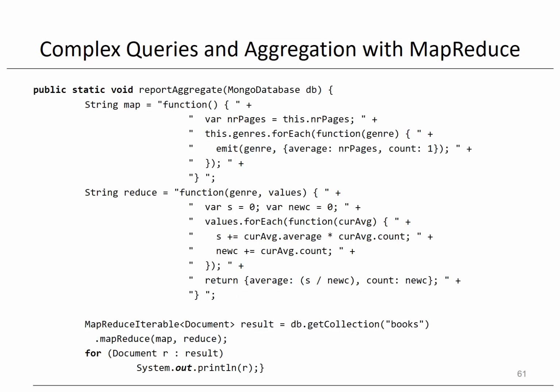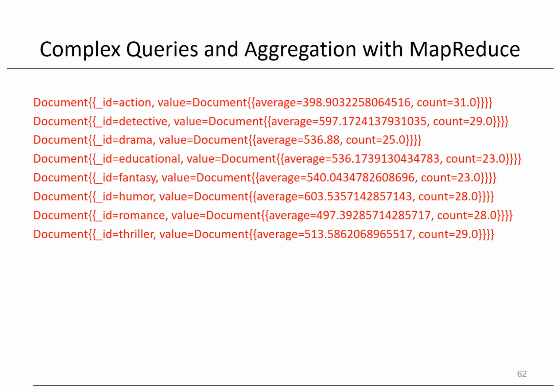We can then implement these JavaScript functions in our Java code example by passing them as plain strings to the MapReduce method, as you can see illustrated here. Running the Java code gives us the same result as before, but now achieved in a MapReduce fashion.